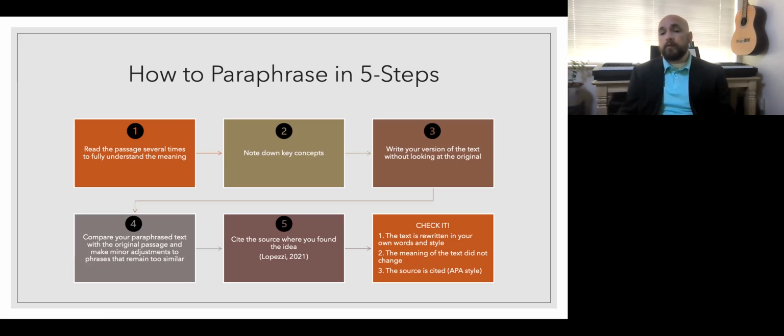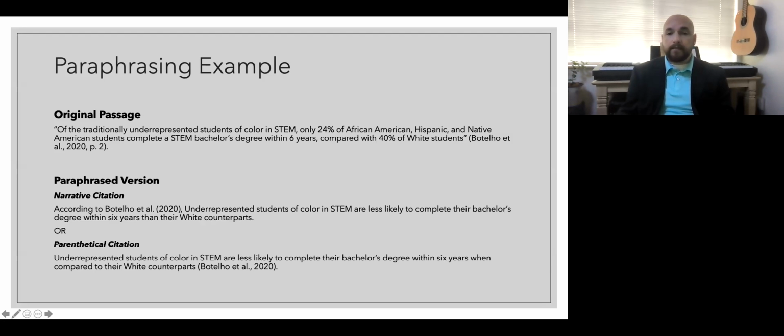And then finally, before you move on, do a quick check to make sure it's good by rereading the passage you paraphrased and paying close attention to the style, making sure it's your own style and not the author's style, and that the meaning hasn't changed. And take another look at the citation just to make sure it looks good. Now you're ready to move on, and let's take a look at how this is played out in an example.